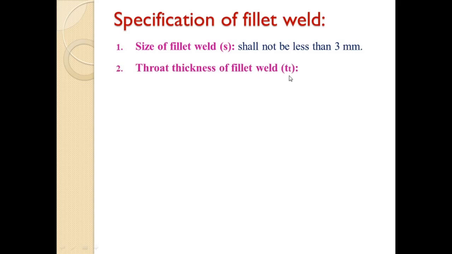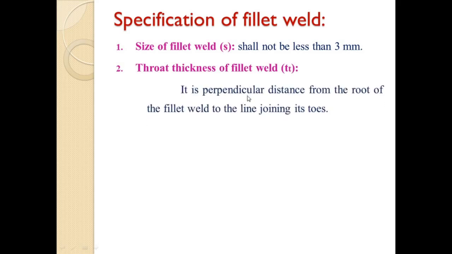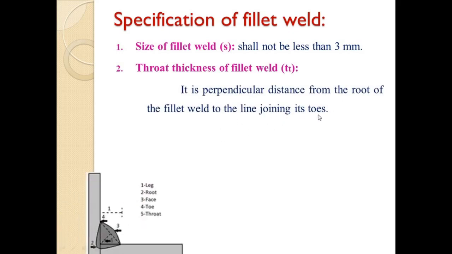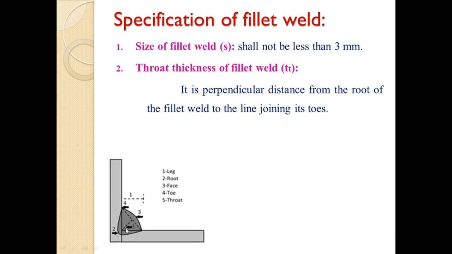Next is the throat thickness of fillet weld. It is represented by letter T suffix T, or letter small t. So what is throat thickness? It is the perpendicular distance from the root of the fillet weld to the line joining its toe. In this figure we can see this is the root of the fillet weld, and these two are the toe. The perpendicular distance between this root and the line joining the toe, we call the throat thickness.